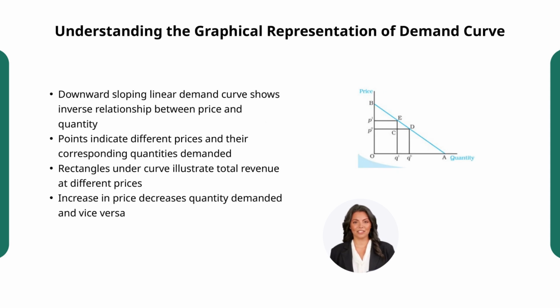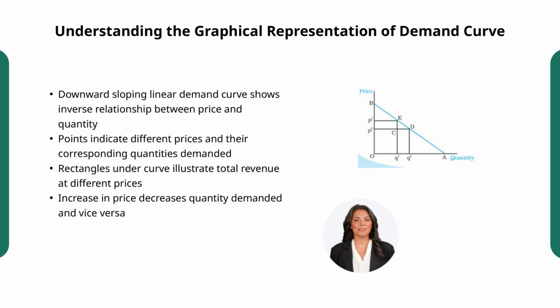Let's analyze this demand curve graph to deepen our understanding of how price and quantity demanded interact. The vertical axis from O to B represents price, while the horizontal axis from O to A represents quantity demanded. The downward sloping line BA is the demand curve, illustrating the fundamental law of demand. As prices fall, consumers buy more, and as prices rise, consumers buy less.